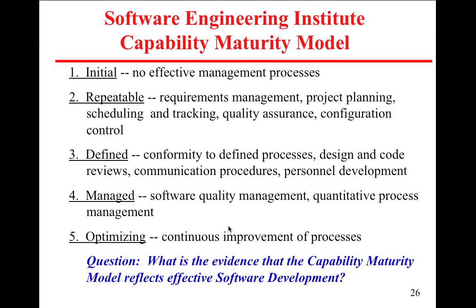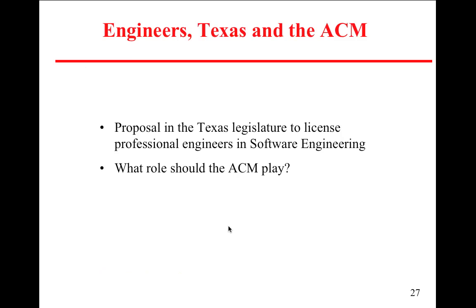And the question on the bottom was the evidence that the CMM model actually reflects effective software development. That's actually a good point, because companies that are level 5 or whatever might go broke. There's no saying that economic changes or the environment won't take the business out. So just because you make it to level 5 doesn't necessarily mean your company is going to be strong enough to survive.